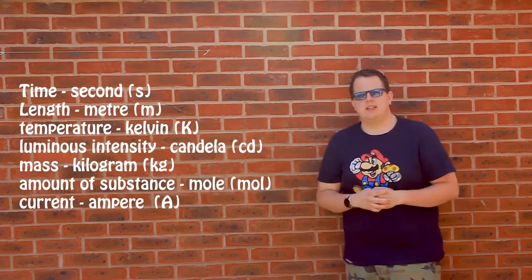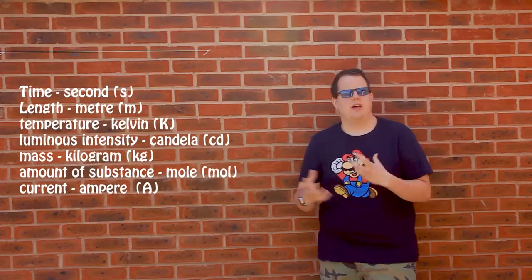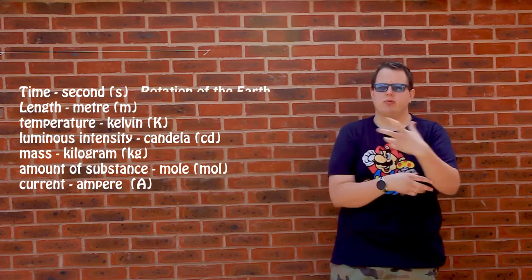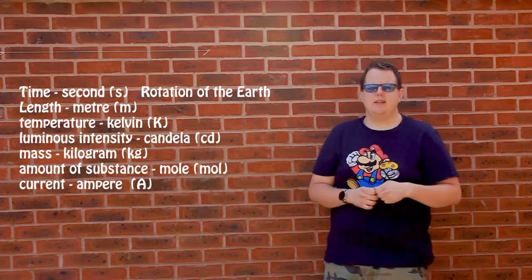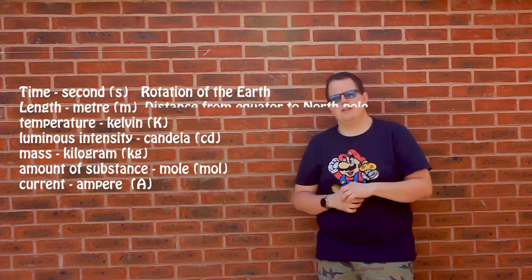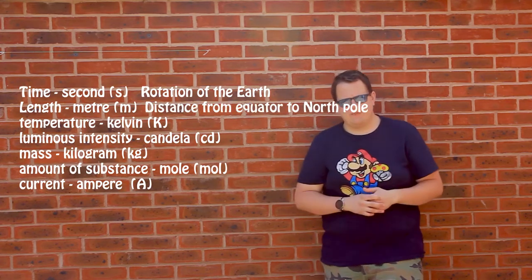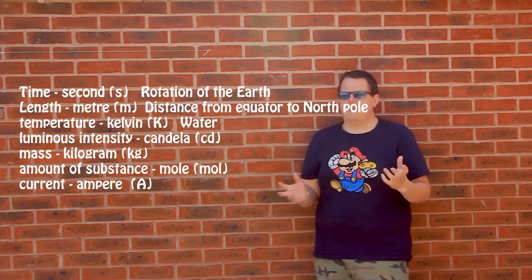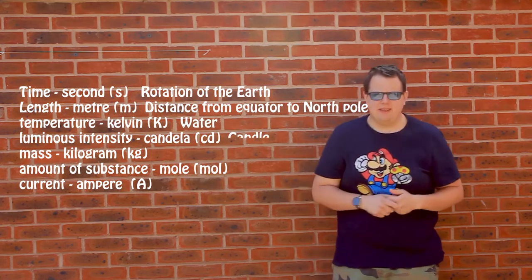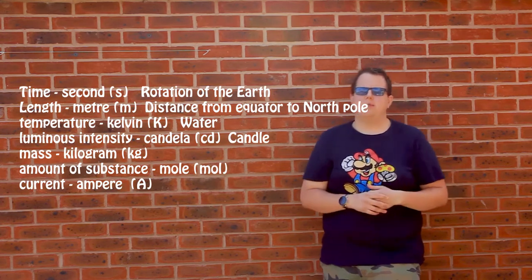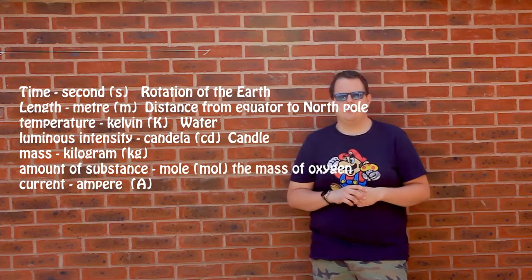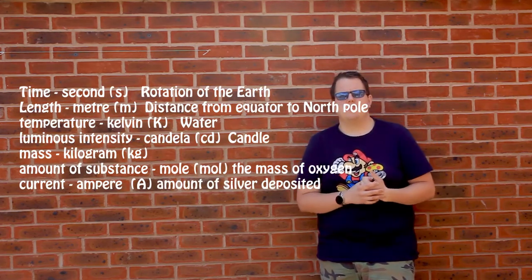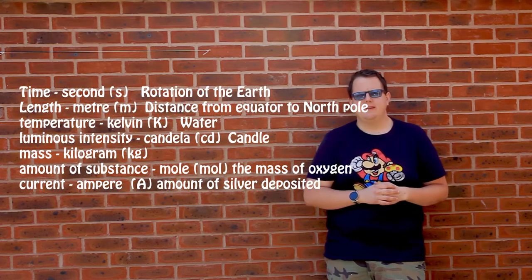Now originally, these units would be based on features of the natural world. So for example, the second was based on the rotation of the Earth, the meter on a distance between the equator and the North Pole through Paris, the Kelvin based on water, the candela, I bet you can't guess where this one comes from, yep, a candle, the mole based on the number of atoms in a certain mass of oxygen, and the ampere was based on electrolysis, on the amount of silver that was deposited per second.